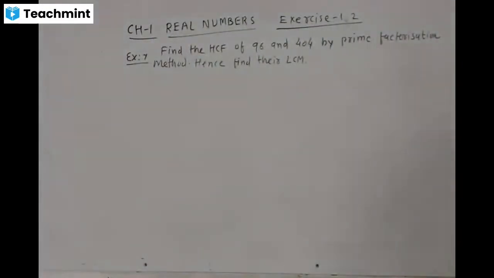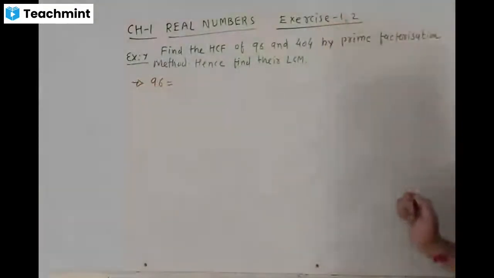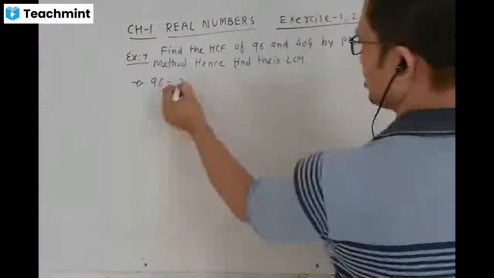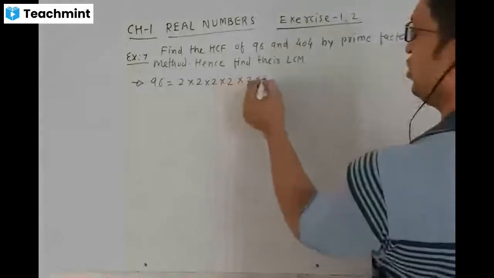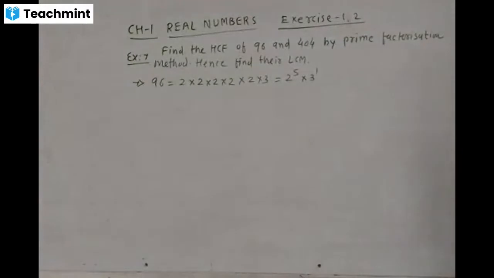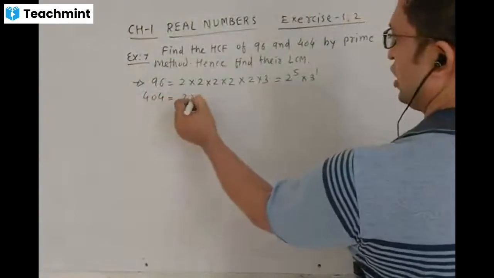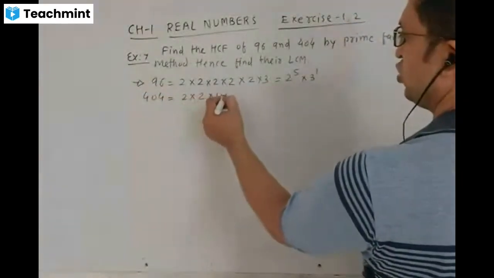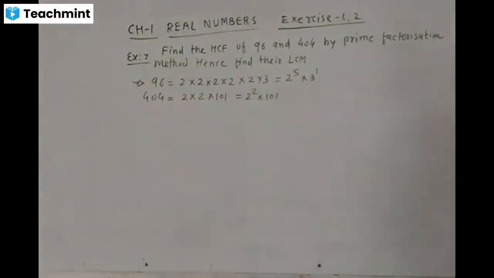Example number 7. Find the HCF of 96 and 404 by the prime factorization method. Prime factors of 96: 16 times 6 is 96. The factors of 16 are 2 into 2 into 2 into 2, and the factors of 6 are 2 into 3. That is 2 raised to 5 into 3 raised to 1. Prime factors of 404: 4 into 101, and 4 is 2 into 2, so that is 2 square into 101.